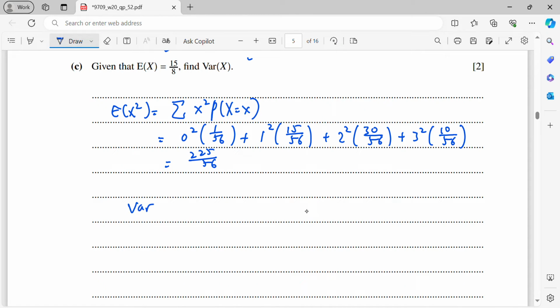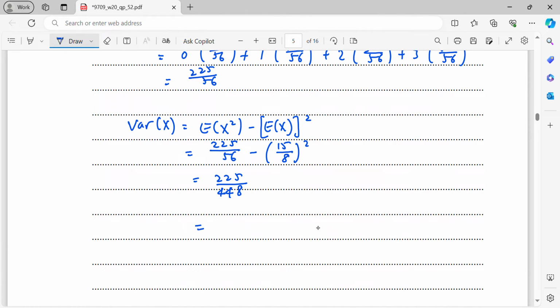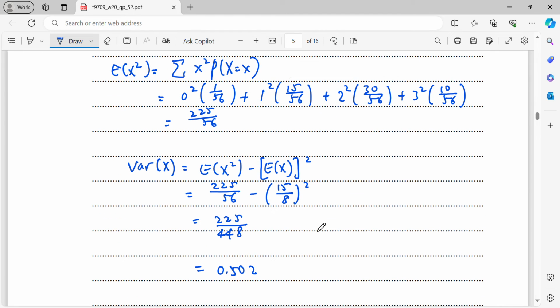So then variance of X equals E(X squared) minus the square of E(X). So here I will get 225 over 56 minus the square of 15 over 8. Then here you will be getting 225 over 448. And now you round up to 3 significant figures, that is 0.502. So that's the solution of this question.